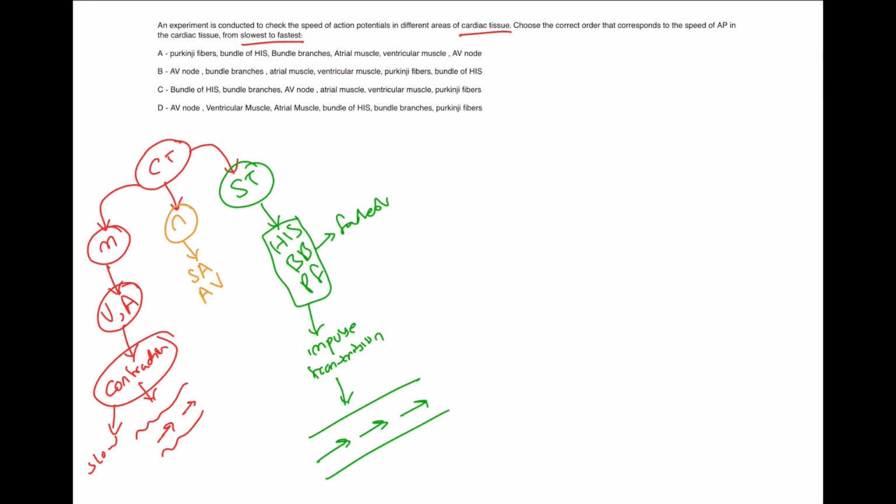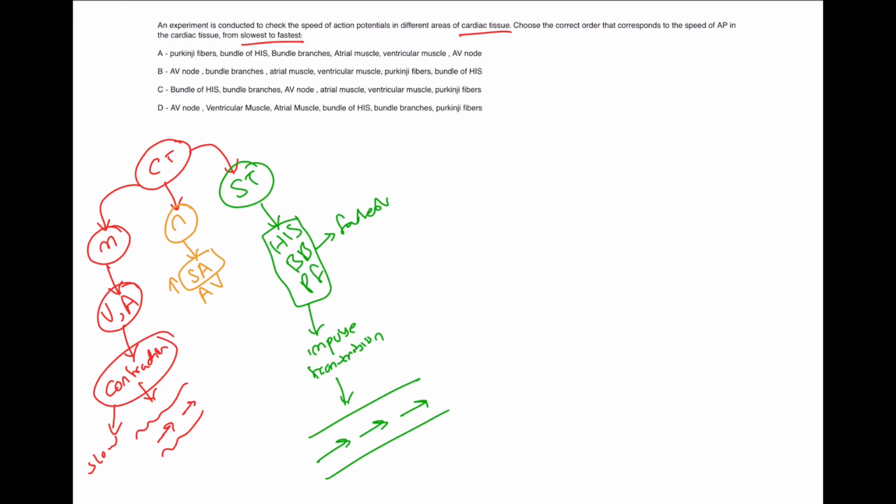Let's move on. Your nodes, you have two nodes, SA node and AV node. This is where you reach a gray area because you have to think about what nodes you're talking about. Your SA node is your fastest conduction velocity tissue in the heart. This makes sense because it is the pacemaker of the heart.